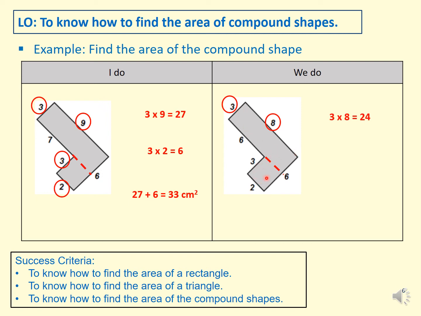And for the area of the smaller rectangle, I need the whole length in here, which is 3, and the whole length in here, which is 2. So I use 3 and 2, times them together, I get 6. For finding the area of the whole compound shape, I add 24 and 6, which is 30, and the unit is centimeter squared. Well done if you managed to do it right.